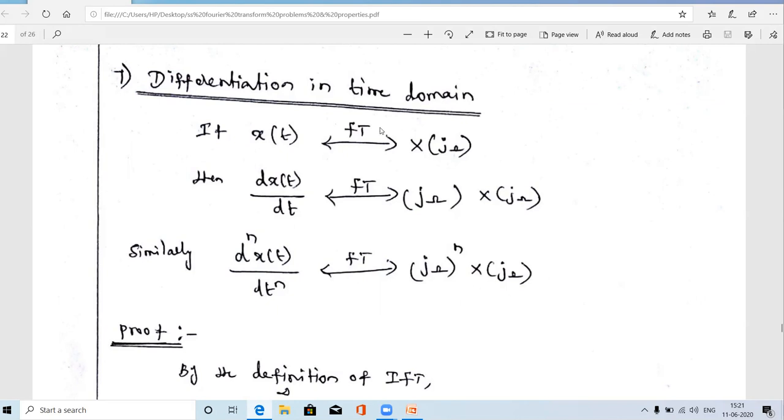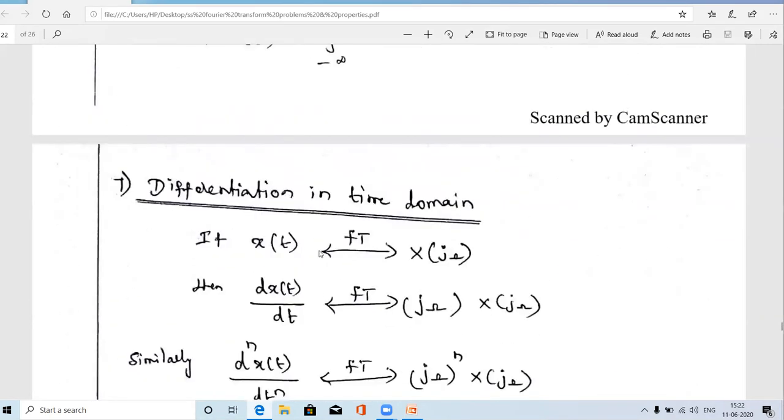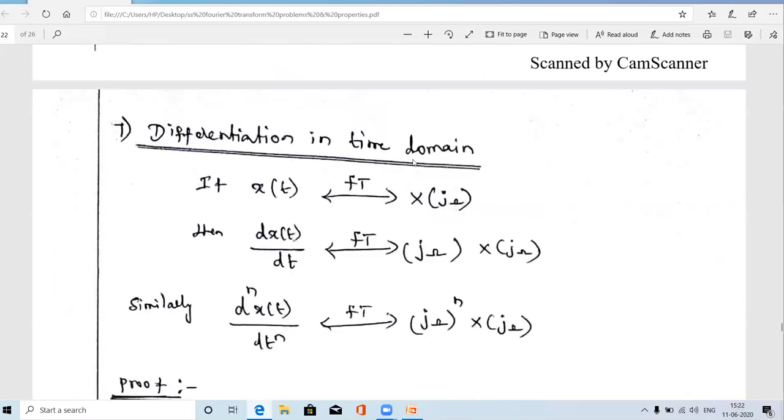In this video, we are going to solve some properties. We discussed the 6 properties in the previous videos. In this video, we are going to study the 2 properties, differentiation property and integration property. The first one is the differentiation property in the time domain.